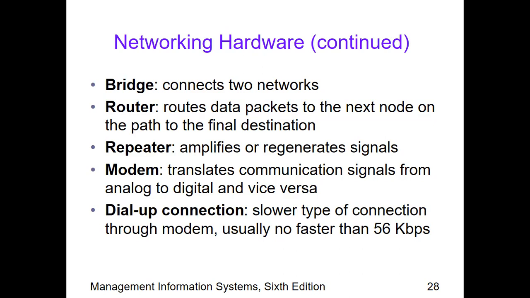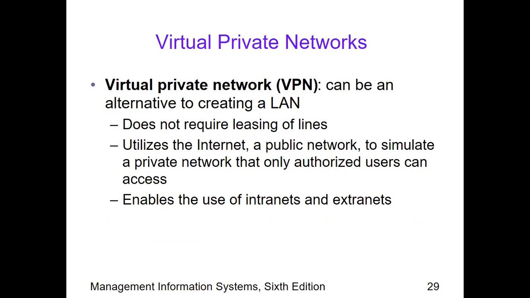Dial-up connection is a slower type of connection, no faster than 56 kilobits per second, or kilobytes, could be. Then a virtual private network, VPN, can be an alternative to creating a LAN. It does not require leasing of lines, no need for renting lines, because it is virtual. It utilizes the internet, a public network, to simulate a private network that only authorized users can access. So we have the internet, but to access that VPN, certain authentication is asked, like username and password, for example. It enables the use of an intranet, the internal network in the business, and extranets, the external network for authorized parties.